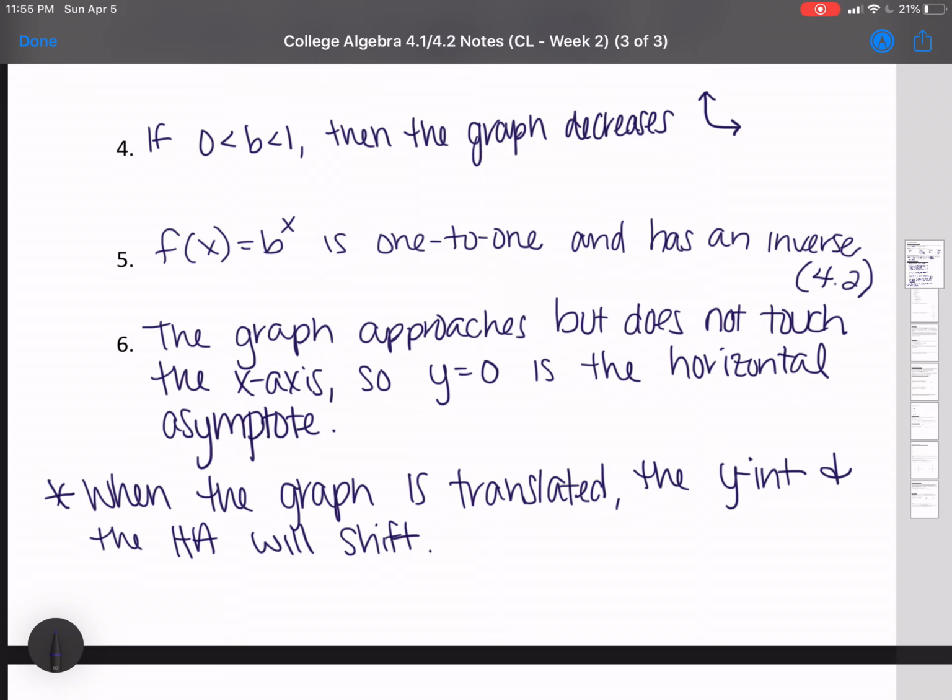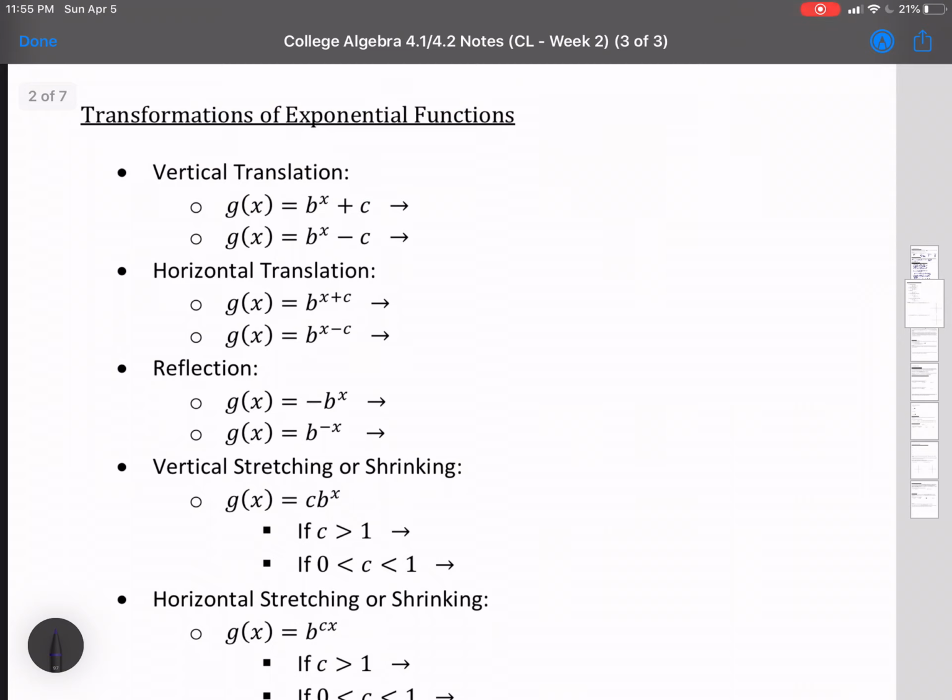Alright, so looking at the next page, we're going to review our translations real quick. So remember, vertical translations is when we're moving up and down. So if we're adding a value outside of our exponent, we're moving up. And if we're subtracting, we're moving down. Remember, horizontal translations are left and right, and those are always backwards. So if we have x plus c in the exponent, we're actually going to be moving to the left. And x minus c, we're going to move to the right.